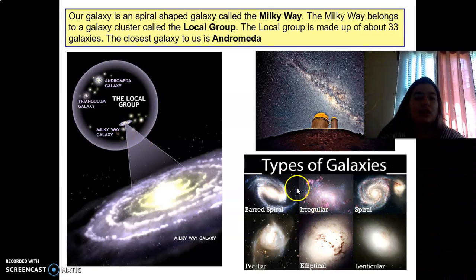And the types of galaxy, as I said: spiral, irregular, peculiar, elliptical, and lenticular.